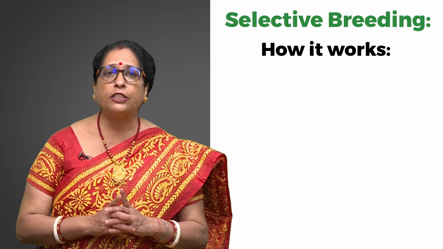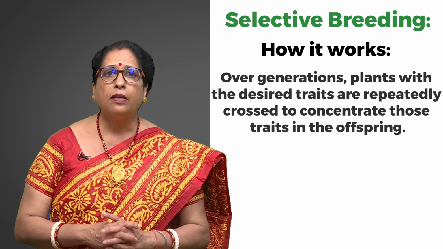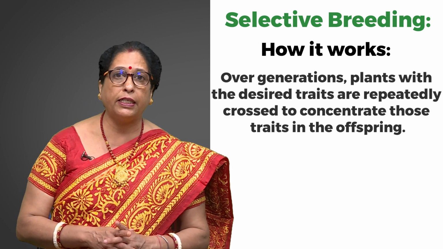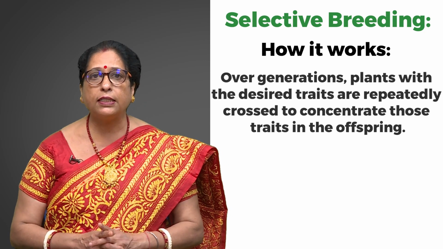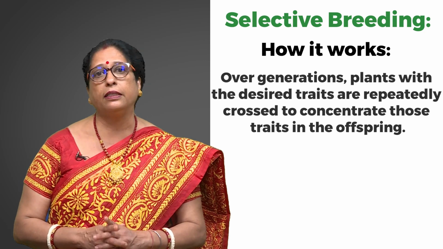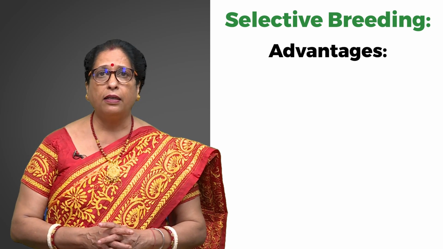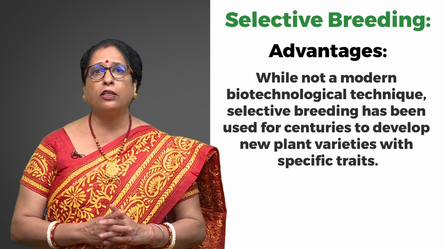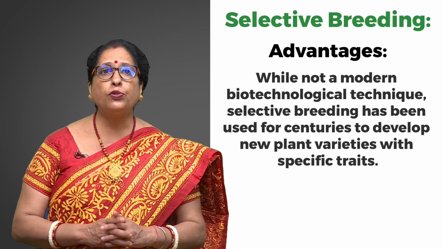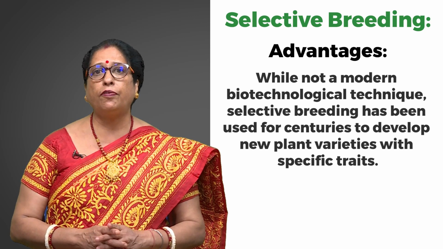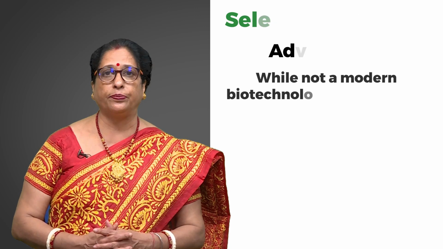If we see its working, so how does it work? Over generations, plants with the desired traits are repeatedly crossed to concentrate those traits in the offspring. And its advantage is, while not a modern biotechnology technique, selective breeding has been used for centuries to develop new plant varieties with specific traits.